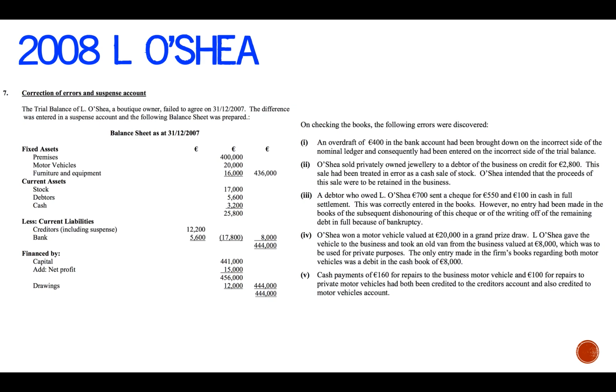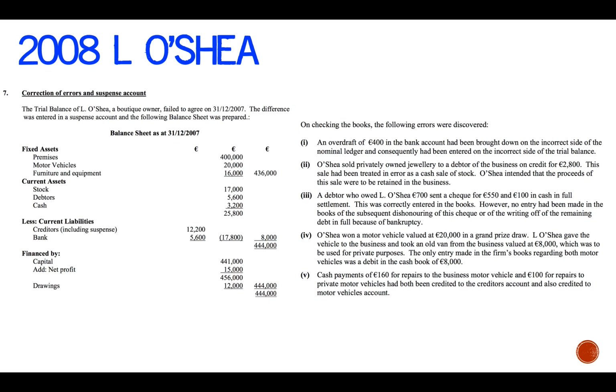However, no entry had been made in the books of the subsequent dishonouring of this cheque or of the writing off of the remaining debt in full because of bankruptcy. O'Shea won a motor vehicle valued €20,000 in a grand prize draw. L. O'Shea gave the vehicle to the business and took an old van from the business valued at €8,000, which was to be used for private purposes.